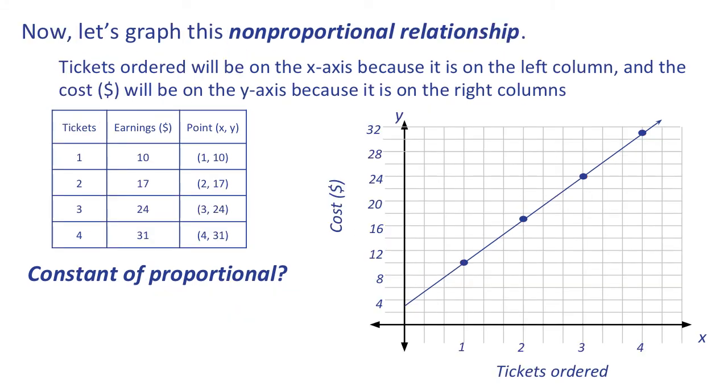Now let's graph this non-proportional relationship. Tickets ordered will be on the x-axis because it's in the left column, and costs will be on the y-axis because it's in the right column, ignoring that third column for the moment. And we look at it, it does form a straight line, but it does not pass through the origin, so this is not proportional. Now, is there a constant of proportionality? Yes, there is, but we're not going to talk about it right now because we're just focused on proportional relationships. But yes, there is a constant of proportionality, but it's not as clear on this graph when it's non-proportional.